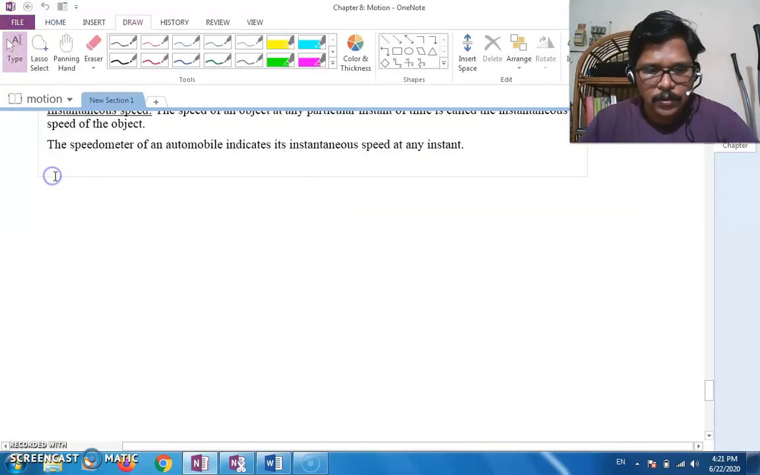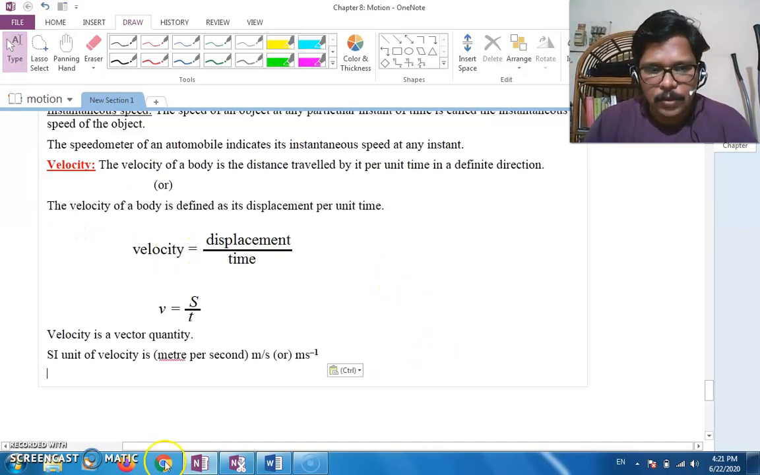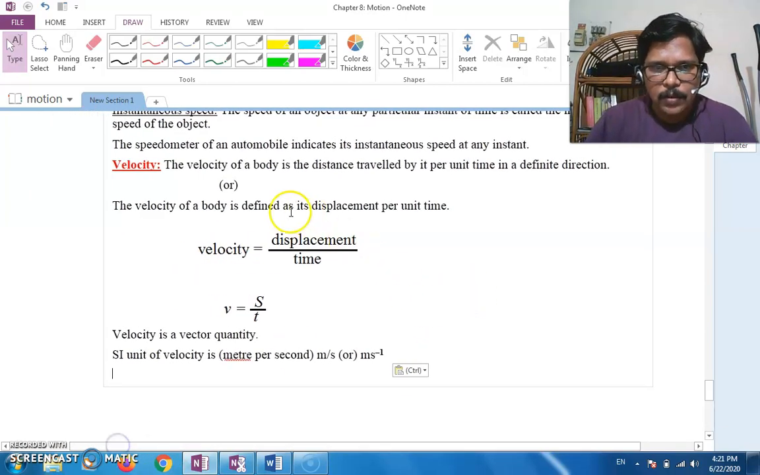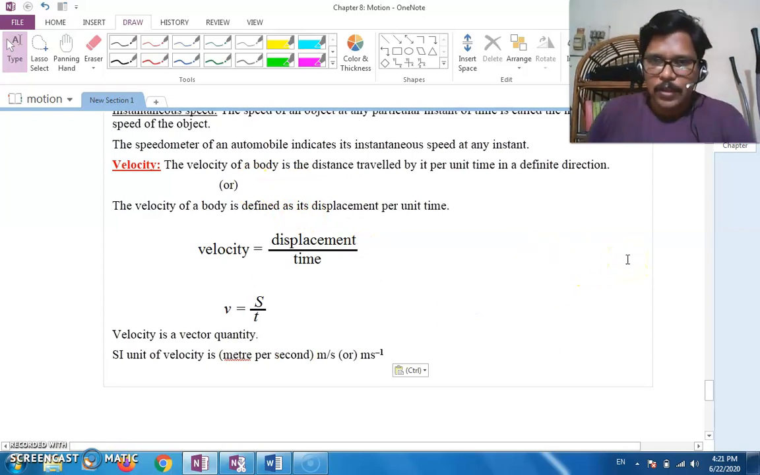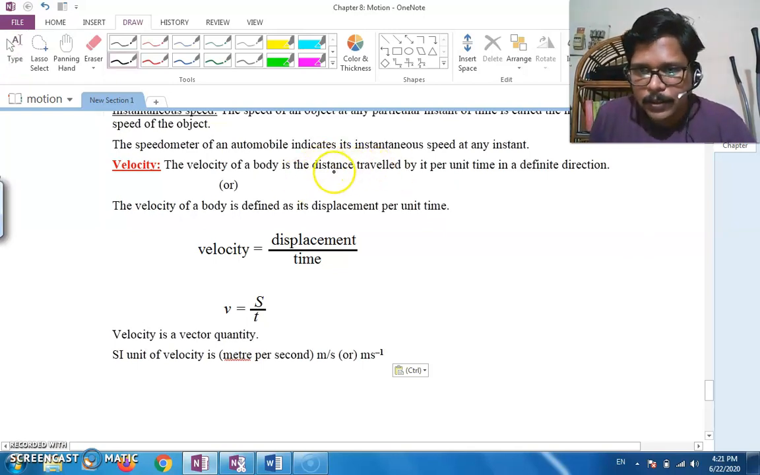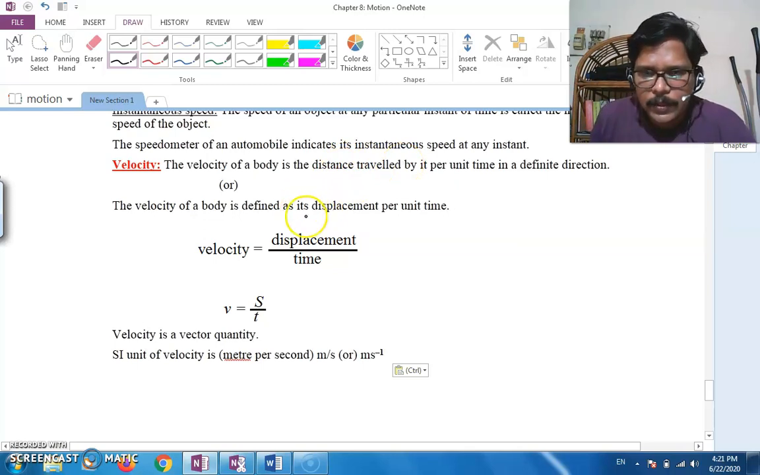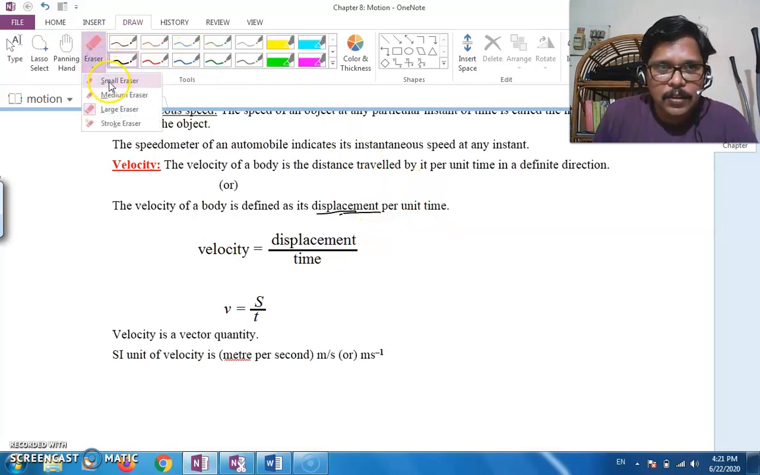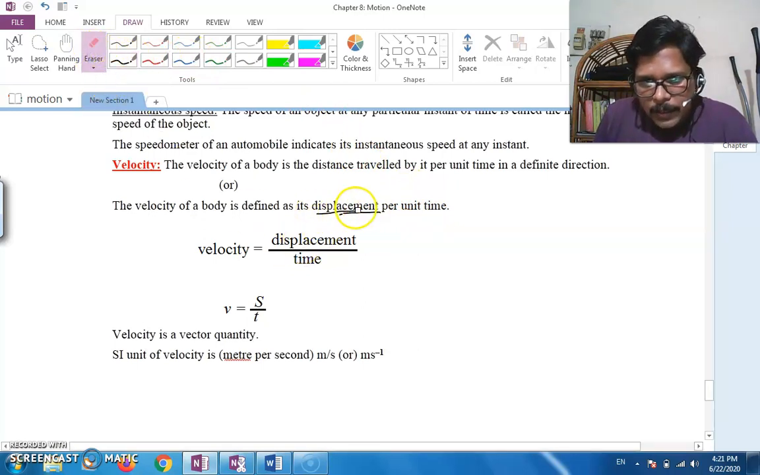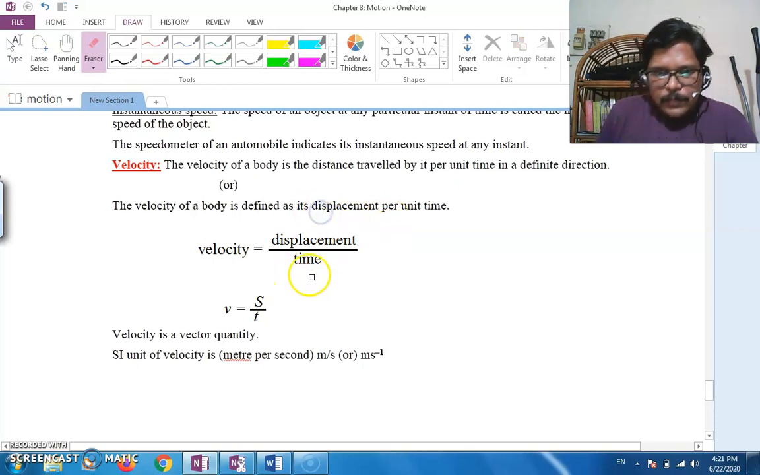I'm going to read it out for you. The velocity of a body is the distance traveled by it per unit time in a definite direction. So distance in a particular direction divided by time. Or we can simply say the velocity of a body is defined as displacement per unit time. Displacement is nothing but distance traveled in a particular direction. So the formula is displacement by time, v equal to s by t.